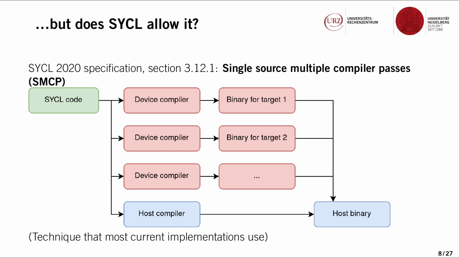The first one, and the most widely used one, is the SMCP model, which stands for Single Source Multiple Compiler Passes. In SMCP, the SYCL code is compiled by one or multiple device compilers, which then each generate a device binary. For example, you might have one device compilation pass for NVIDIA, which generates PTX, one for AMD, which generates AMD GCN code, and so on. And lastly, you also have a host compilation pass, which then does the regular host compilation. In the end, everything is put together into one host binary that you can execute.